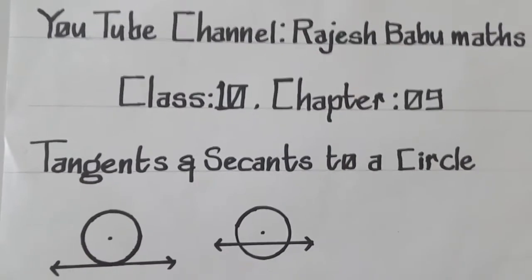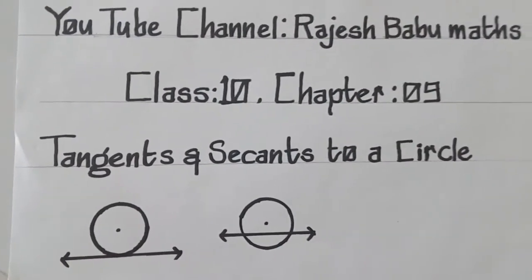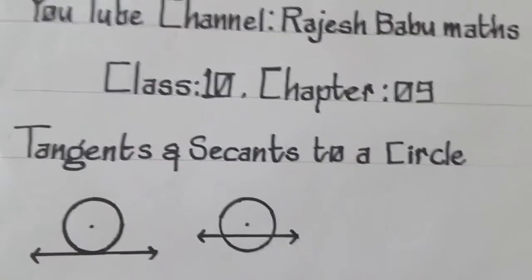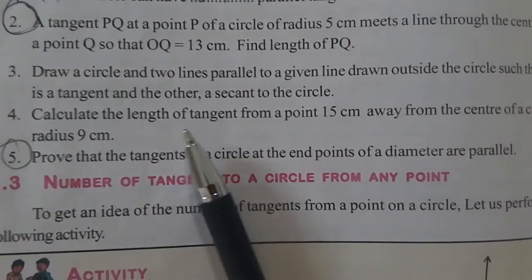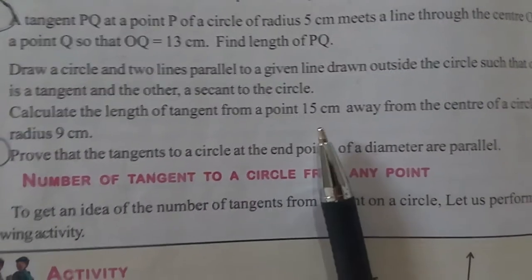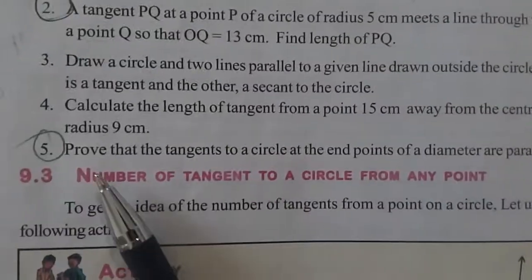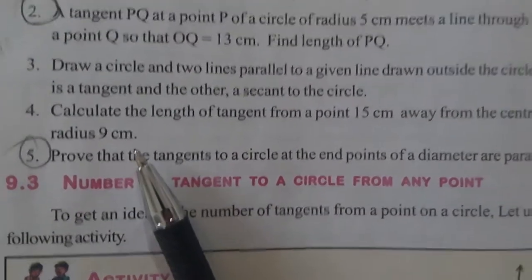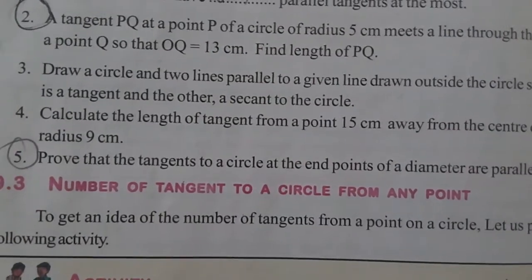Class 10, Chapter 9, Tangents and Secants to a Circle, Exercise 1, fourth problem. Calculate the length of the tangent from a point 15 centimeters away from the center of the circle of radius 9 centimeters. The second problem and fourth problem are the same, same method.